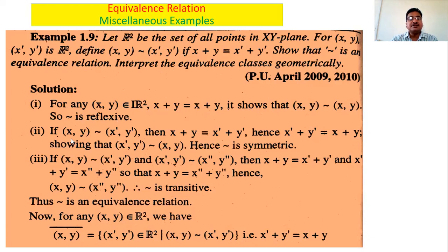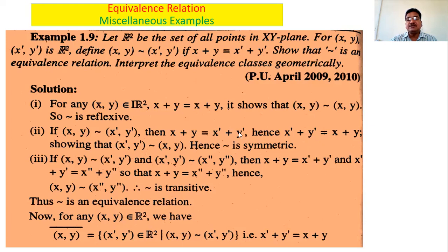The second condition is symmetric. We know that the relation is symmetric if, when one element is related to another, the second element is also related to the first. So take two elements (x, y) and (x', y') from R2 such that (x, y) is related to (x', y'). Then by using this relation we have x plus y is equal to x' plus y'. But we can write this x plus y equal to x' plus y' in this fashion.